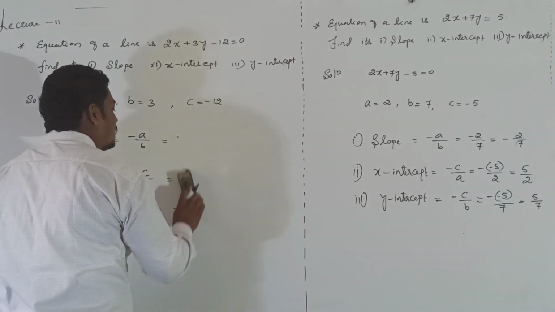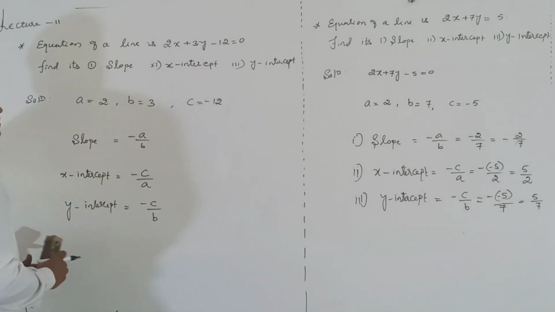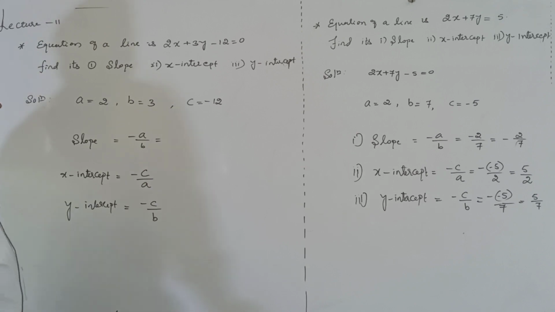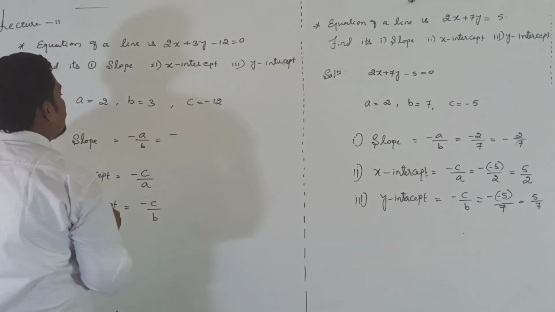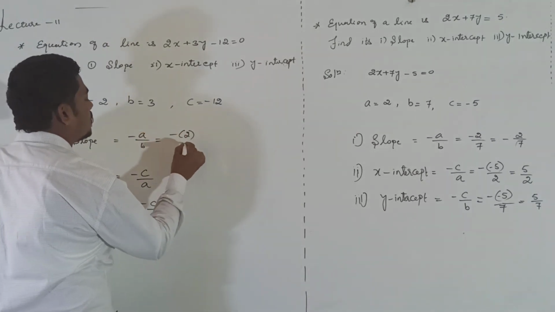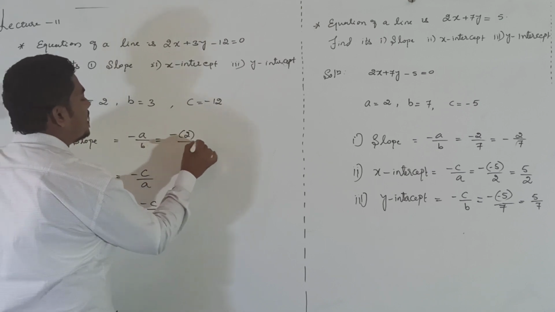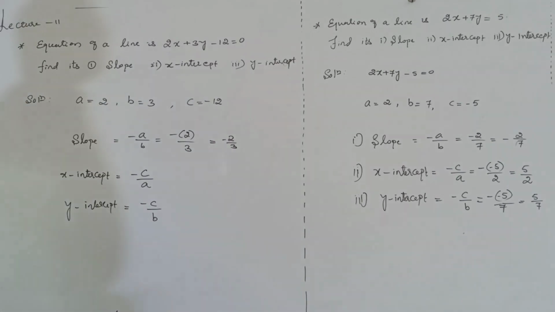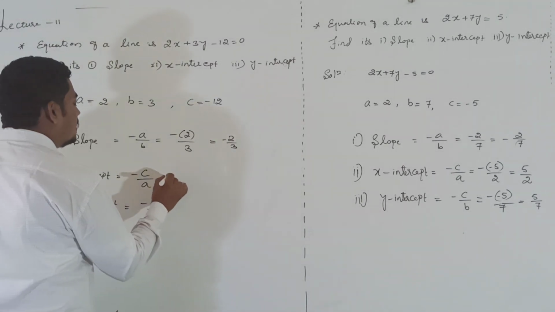Same formula only. Minus a by b is the slope of the line ax plus by plus c. Negative sign as it is. What is a value? 2 divided by b value 3. That's equal to minus 2 divided by 3, the slope of this line, right?